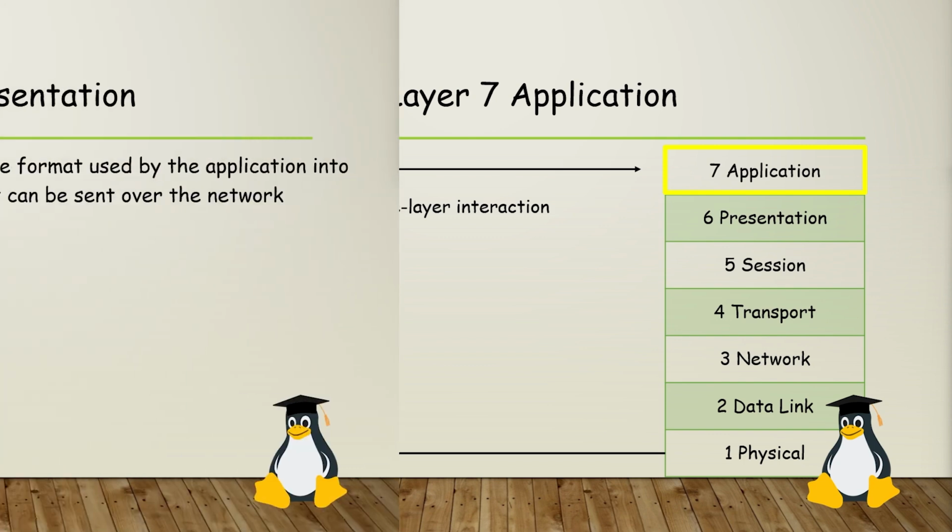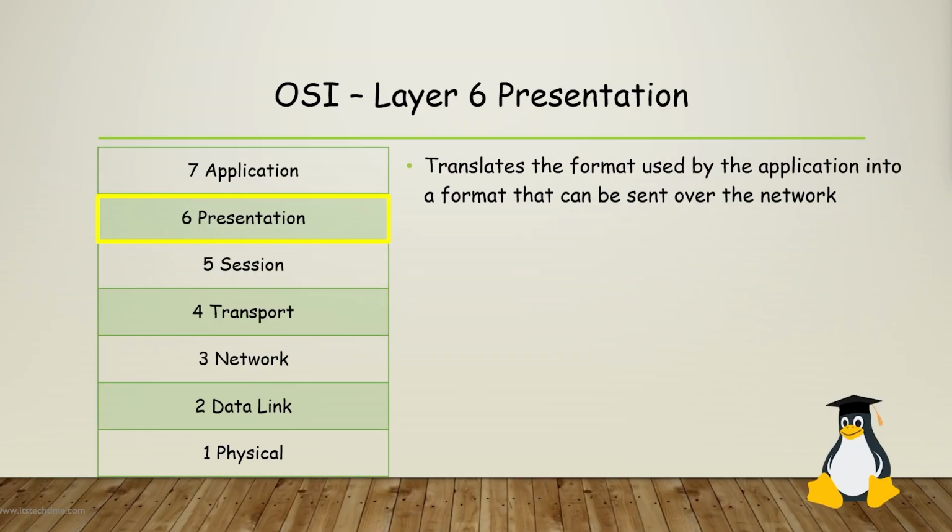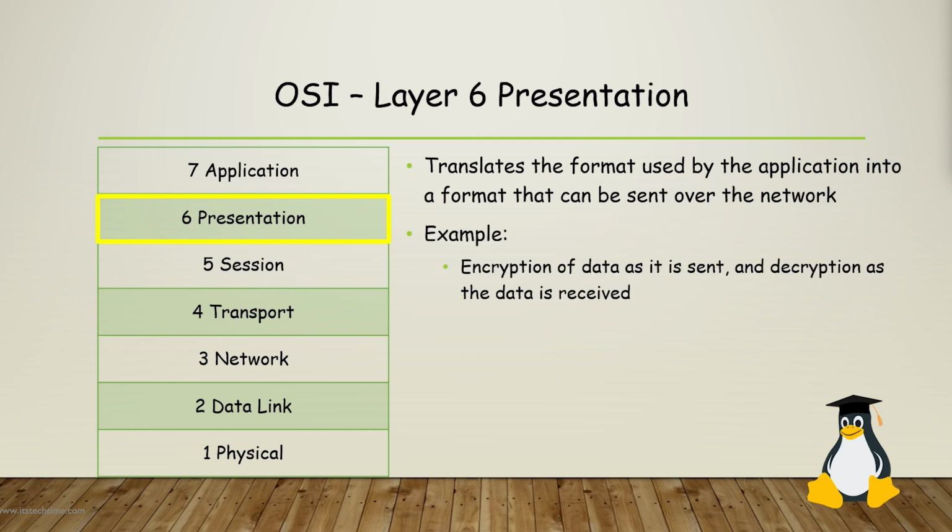Layer 6 of the OSI model is the presentation layer. The presentation layer translates the format used by the application layer into a format that can be sent over the network. For example, the encryption of data as it is sent and the decryption of the data as it is received. The presentation layer translates between different application layer formats as well. To summarize, the presentation layer translates the data into the appropriate format that's needed for the receiving machine.